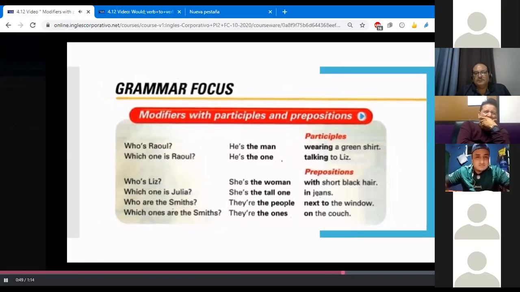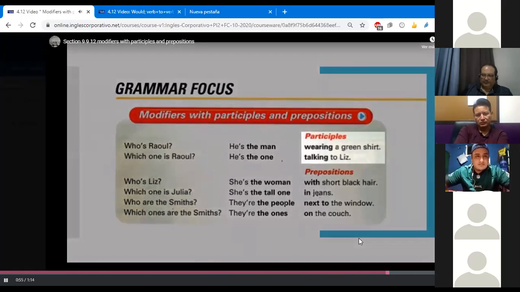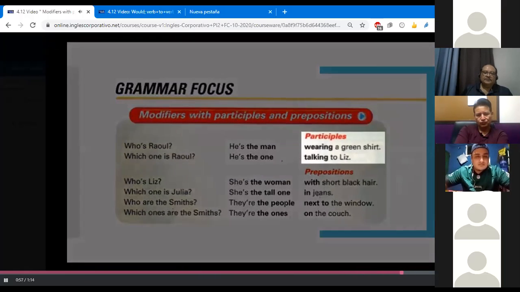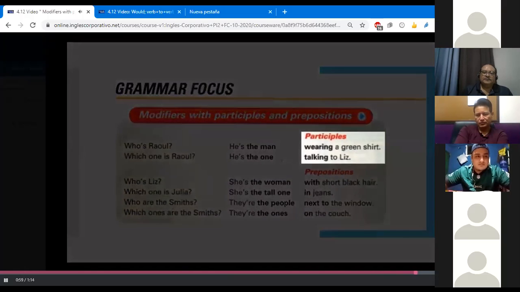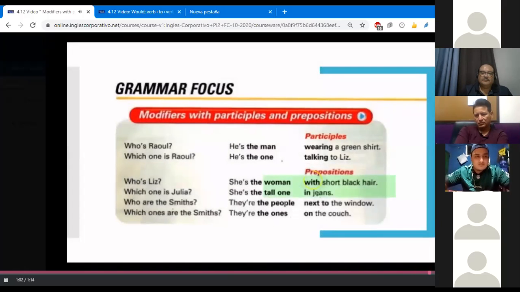When we use modifiers with participles, this is how we use them. A participle is used before a noun and they modify it. They finish with ing, but they are not verbs. They are adjectives. Notice we use prepositions along with more information to modify the noun, in this case, the noun woman. When we use modifiers with prepositions, they go after a noun.